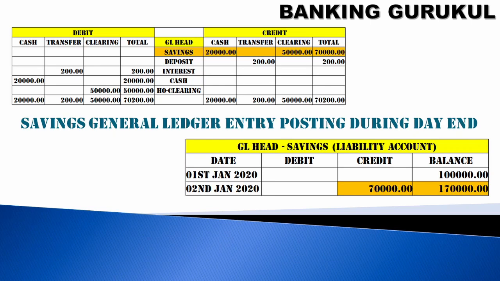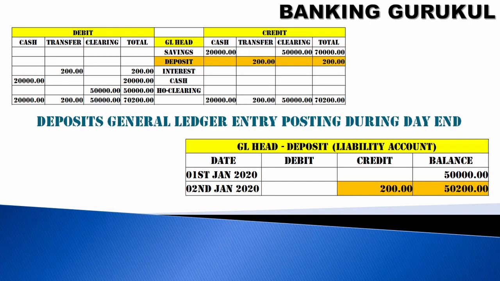If you see the two tables, the first one will be the daybook. In the daybook, in savings we have 20,000 and 50,000. So in total 70,000, the savings account ledger has increased. If you look at credit, savings is 20,000 cash and 50,000 clearing we received for the customer. So 70,000 increases the savings account general ledger balance.